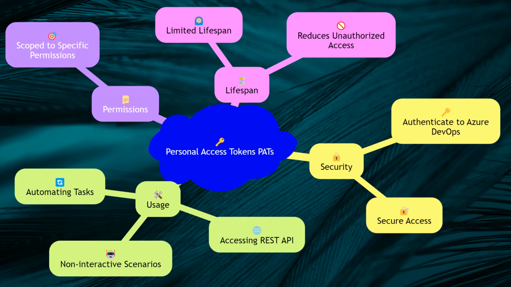Personal access tokens (PATs) are used to authenticate to Azure DevOps services. They provide a secure way to access Azure DevOps resources without using your primary credentials. PATs are typically used for non-interactive scenarios, such as accessing the REST API or automating tasks. They can be scoped to specific permissions and have a limited lifespan, reducing the risk of unauthorized access.